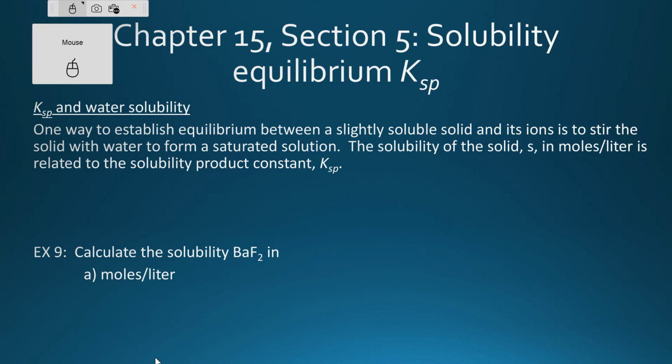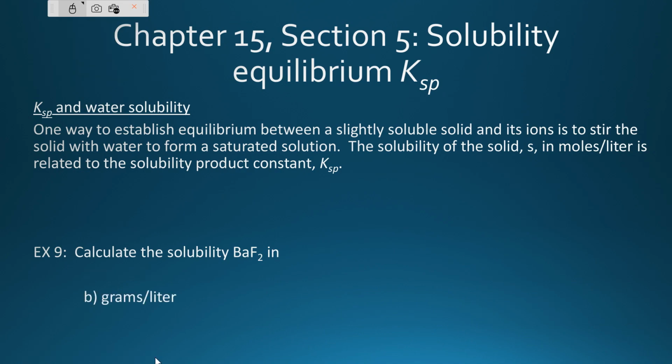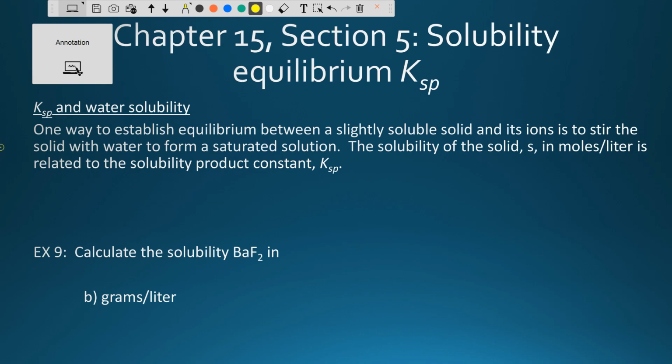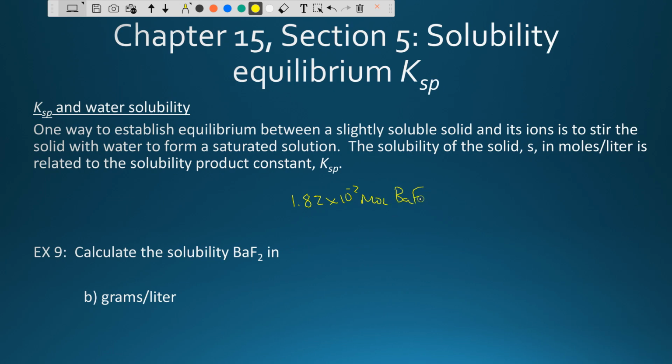Okay, now the next part of this is saying, well, okay, moles, but we don't usually measure in that. What if it's grams per liter? Because that's usually the more functional part of chemistry. Well, remember, we started with 1.82 times 10 to the negative second moles of barium fluoride per liter, okay? And this is asking now in grams per liter.